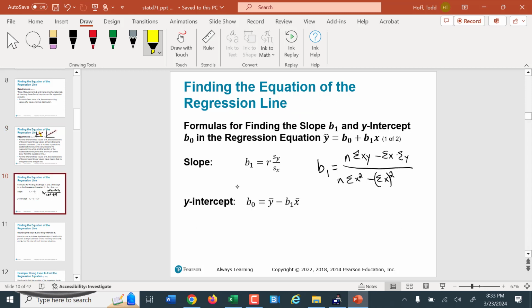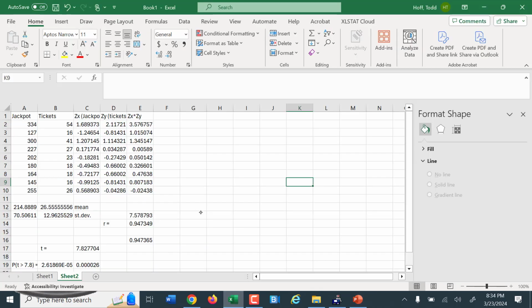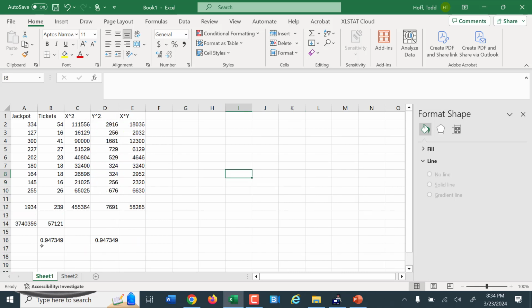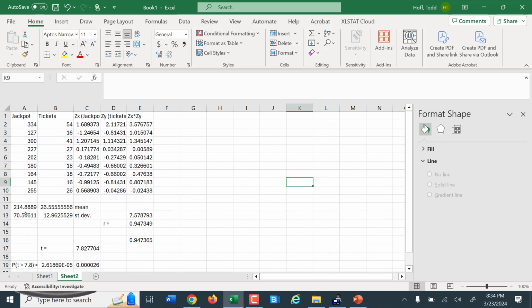So, finding the regression equation. B1, the slope, is found by taking the correlation coefficient times sy, which is the standard deviation of the y values, divided by sx, which is the standard deviation of the x values. We did this in the last unit. I'm going to go back a sheet. We found the standard deviation of the x values and the y values, and we found the correlation coefficient.